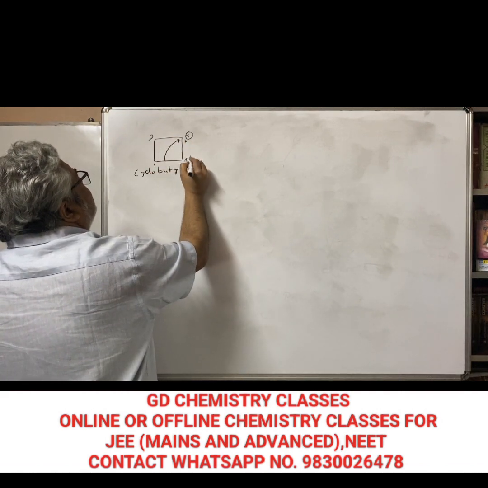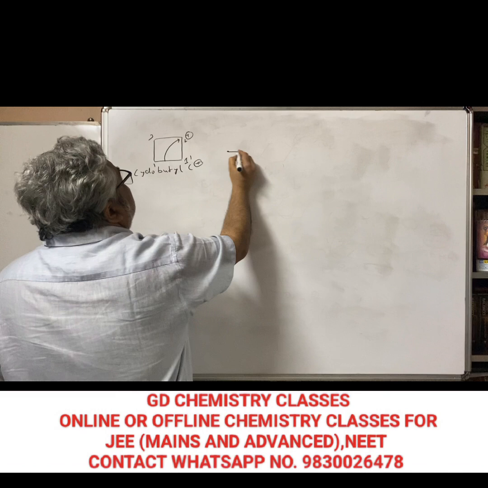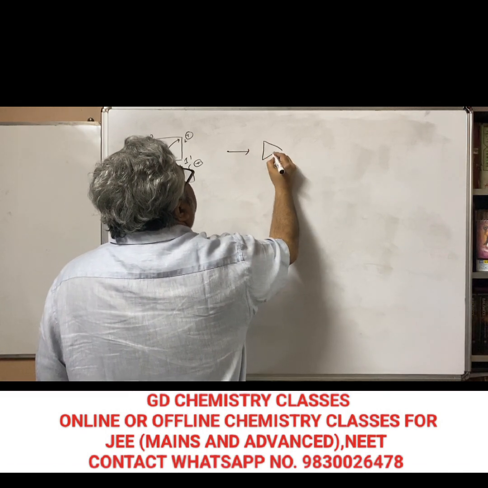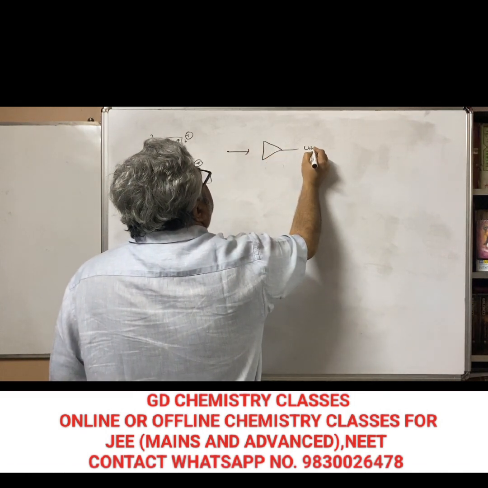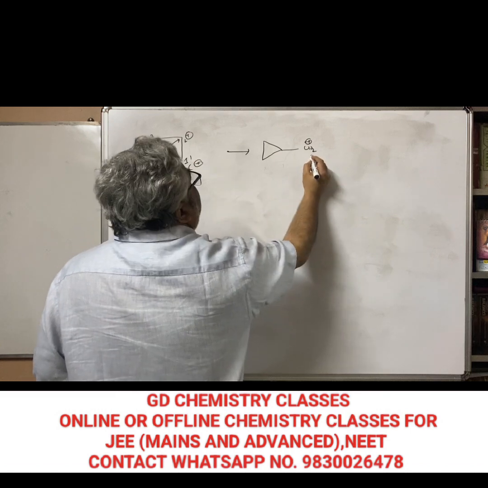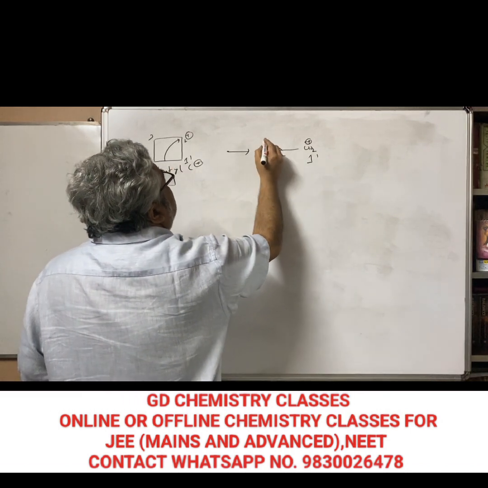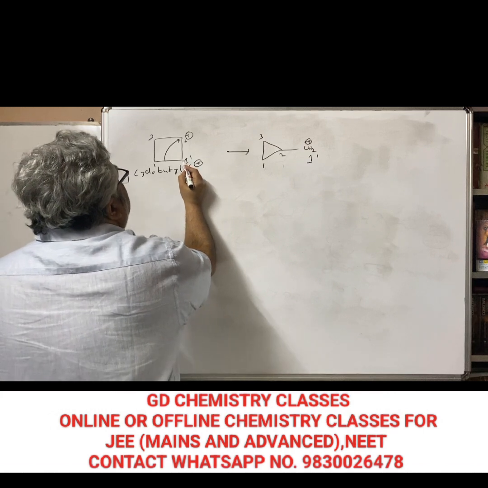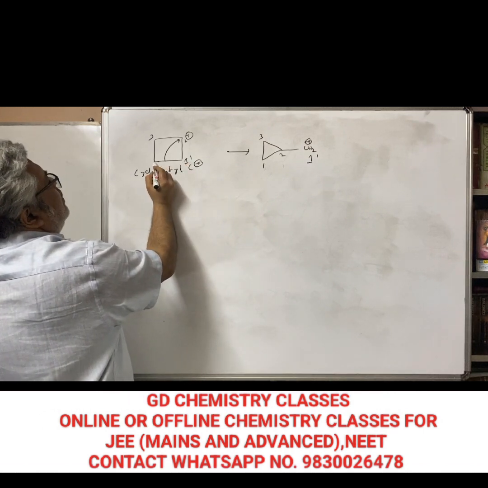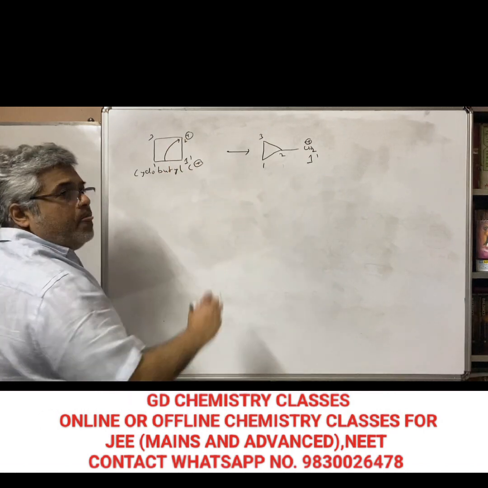I'm supposedly mentioning this as 1 dash. So we have a 3-membered ring. This is the 1 dash, 1. This CH2 has lost its electron, positive. This is 1, 2. This is 3. This 1 dash carbon is no more attached to 1 because this bond has been broken. It is attached to 2 carbon.